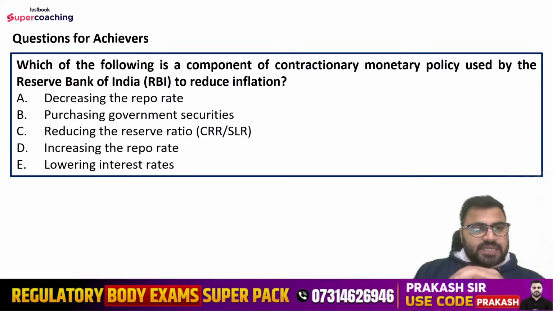Options are decreasing the repo rate, purchasing government securities, reducing the reserve ratio like CRR, SLR, or increasing the repo rate and lowering interest rates. So the answer of this you are not supposed to give here, you have to give in the comment box, not in the live chat box.